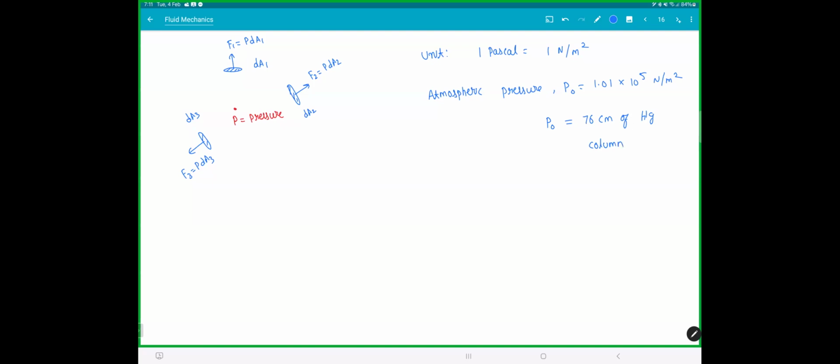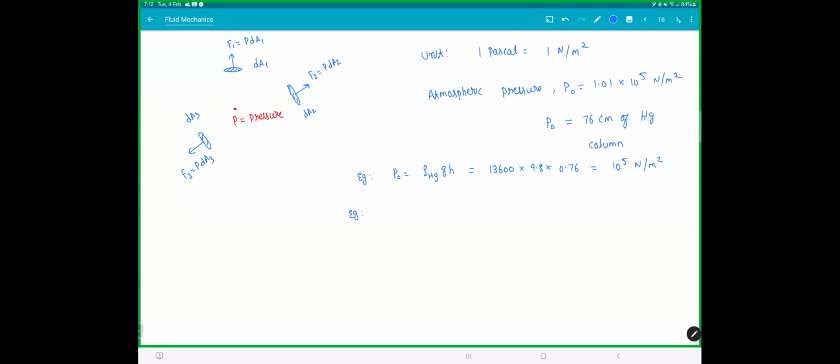So the meaning of this is, when you say 76 centimeters of mercury column, it is rho mercury g h. We will see later on why this comes from a barometer. g is 9.8 and h is 0.76. So if you do this, you will end up with around 10 power 5 Newton per meter square. So sometimes they'll give you like this.